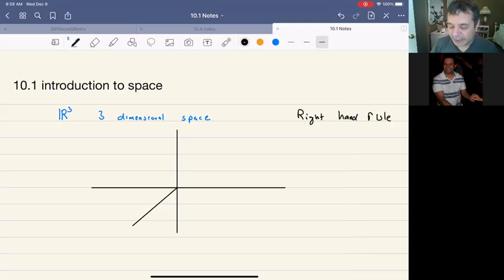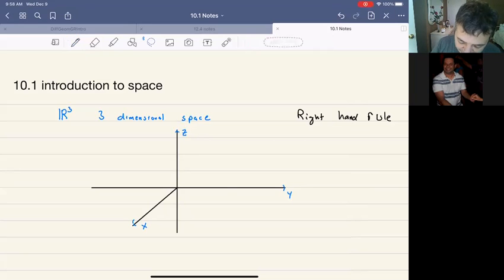So if I put my first finger out, it's hard to do in this setting, but I can think of this as X, this is Y, this is Z. Okay, because I can think of this as the X, the pointer finger going out, the Y finger goes to the right, and the Z points up. Okay, so that's going to give me the orientation.